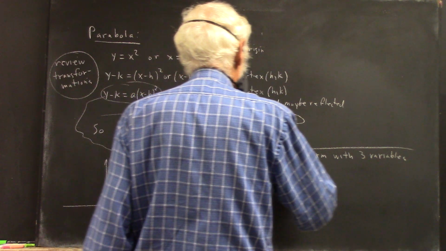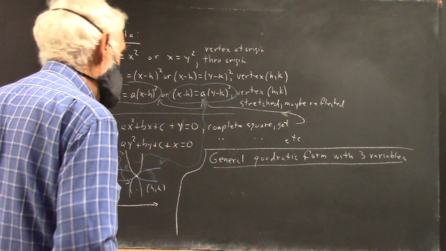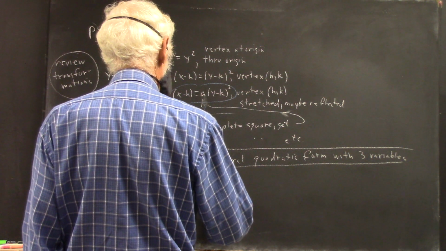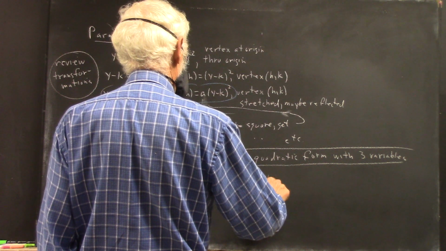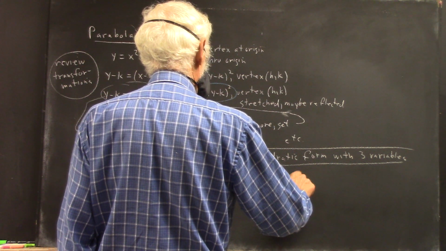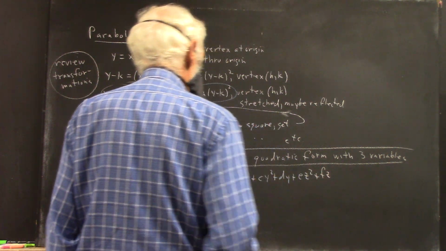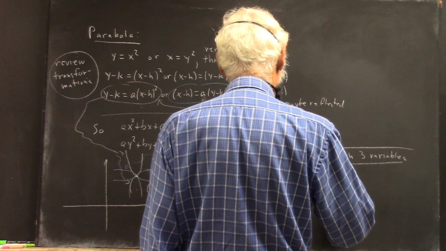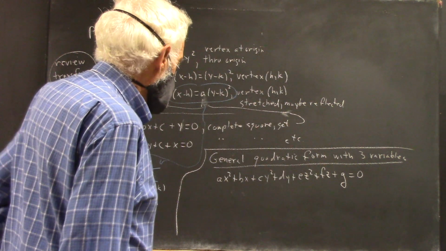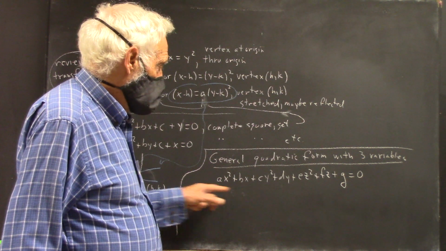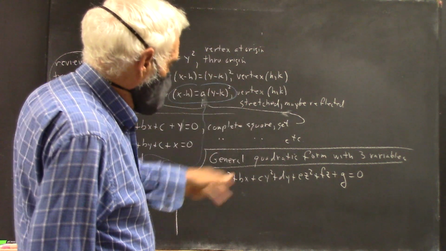Now, the general quadratic form with 3 variables: quadratic in x, quadratic in y, quadratic in z. You complete these squares.